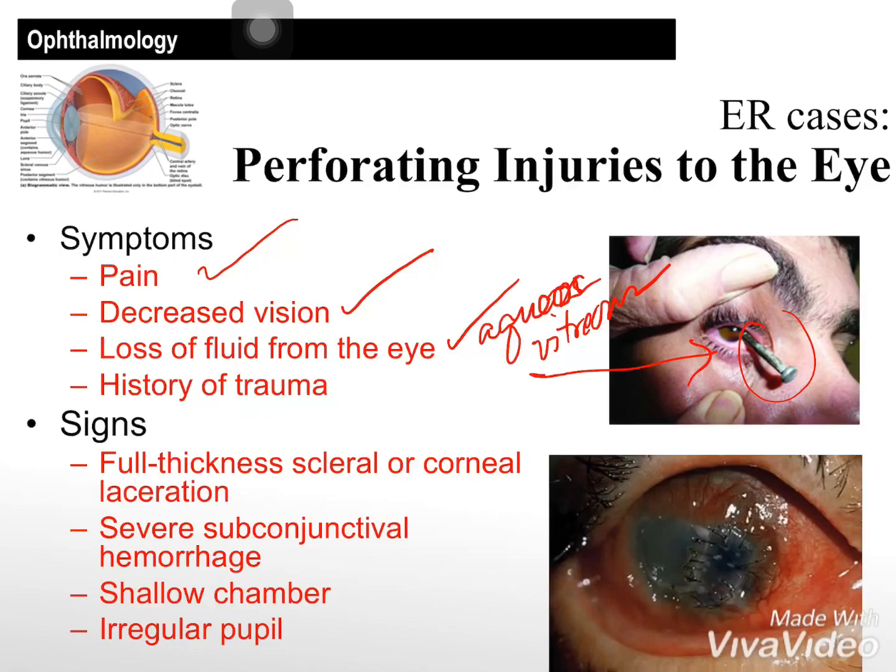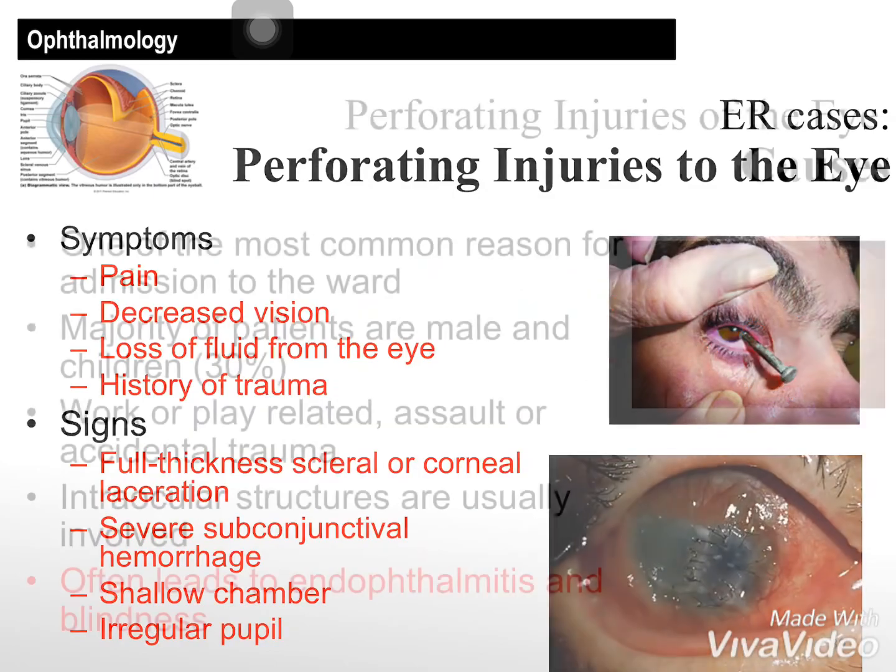What are the signs that there is a perforating injury? Well, you may be able to see a full thickness scleral or corneal laceration. A severe subconjunctival hemorrhage is also telling. Shallow chamber and irregular pupil will also indicate that there is perforation of the eye.